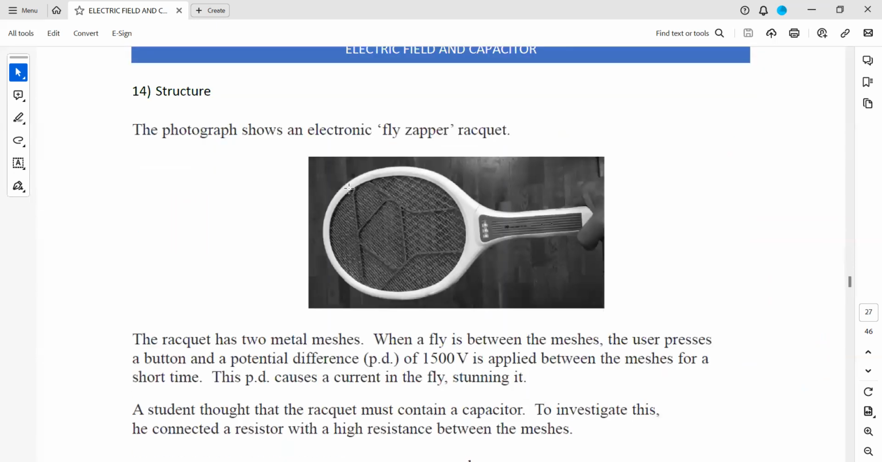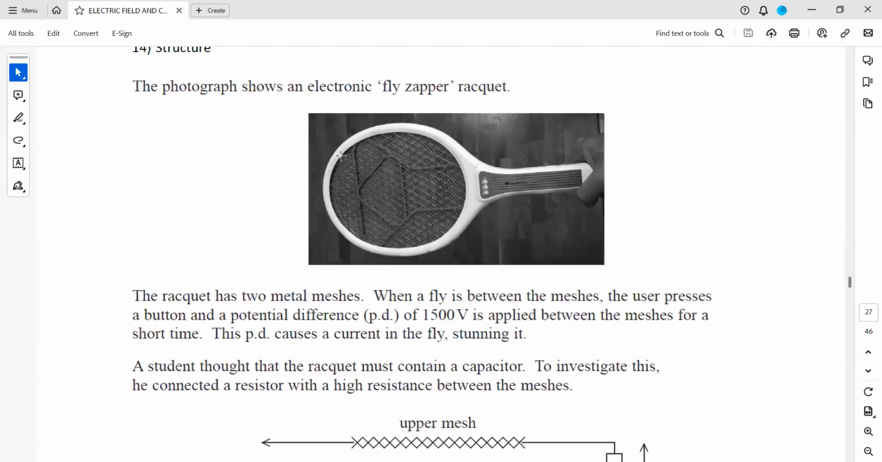Question 14 is about the fly zapper. Maybe you have seen this racket, which is used to kill insects, especially mosquitoes. It has two metal meshes. When a fly is between the meshes, the user presses the button and a potential of 1500 volts is applied between the meshes for a short time. This potential causes a current in the fly, basically stunning it.